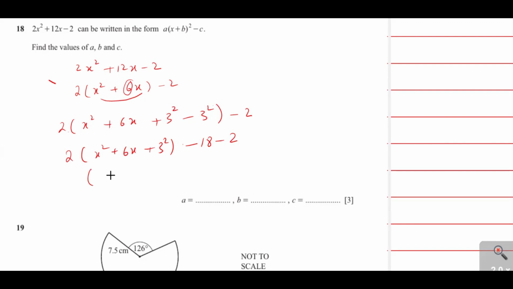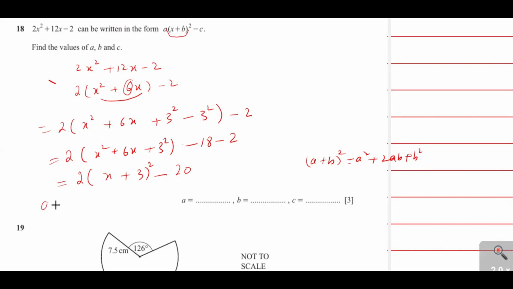And this value is equal to x plus 3 whole squared, according to the identity a plus b whole squared equals a squared plus 2ab plus b squared. According to this, we write x plus 3 whole squared, and we write 2 as it is. And minus 18 minus 2 is minus 20.